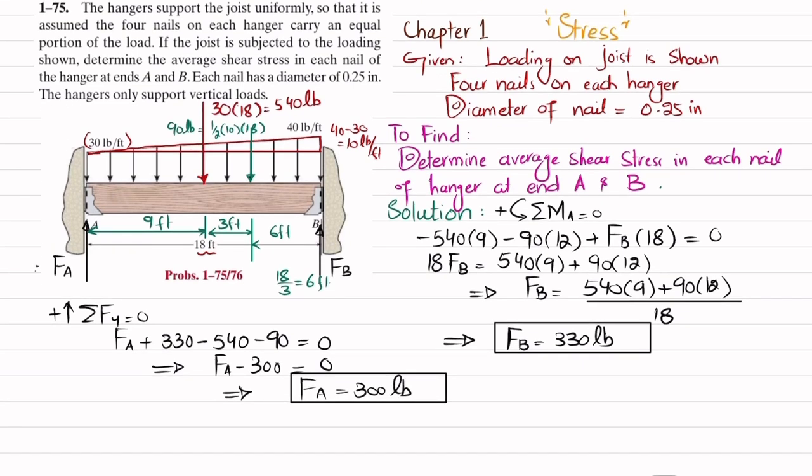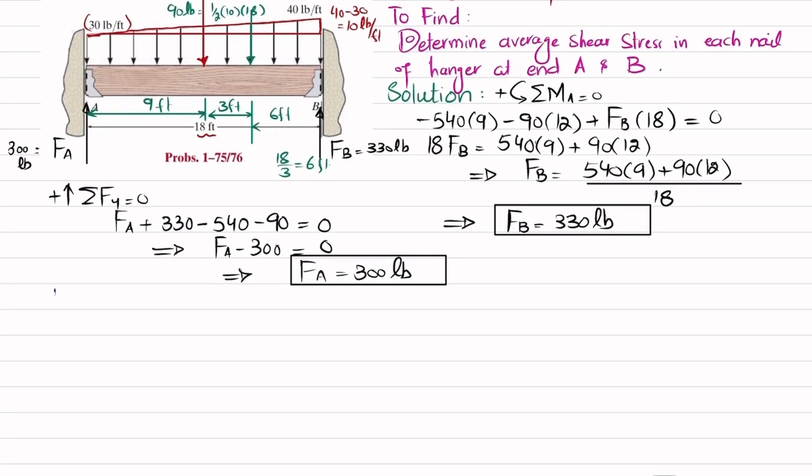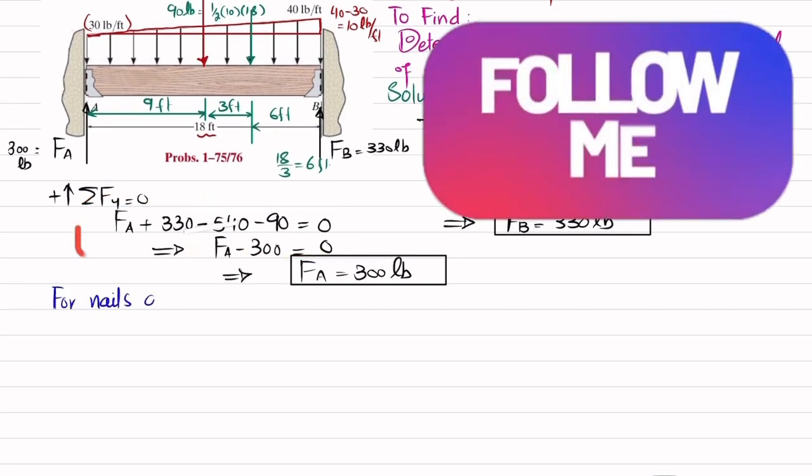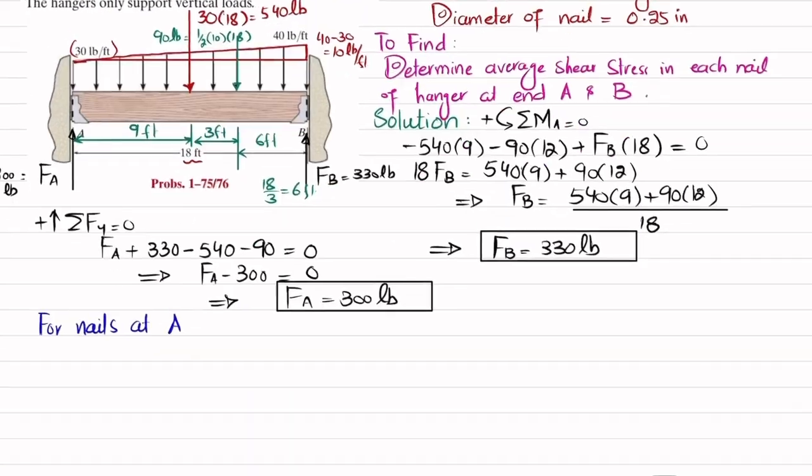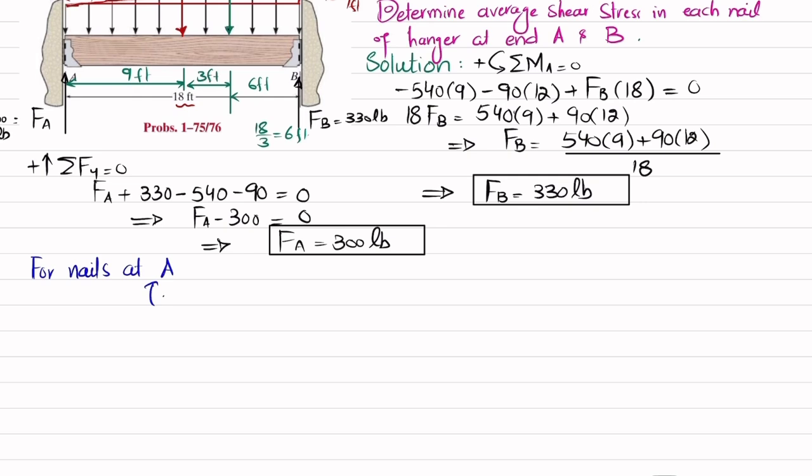Now you have FA equal to 300 pounds and FB equal to 330 pounds. And you can see that there are 4 nails in this support. So this reaction force acts vertically on this, which is causing shear in these nails. Clear? This force is causing shear in the nails. So what we will do is, for nails at A, we know that the diameter of each nail is given as 0.25. So we know that shear stress at A will be equal to FA divided by area. Clear? So area at A.